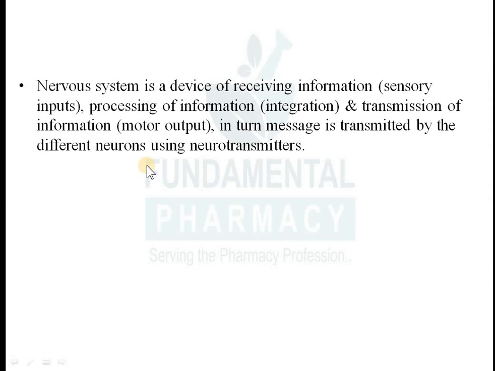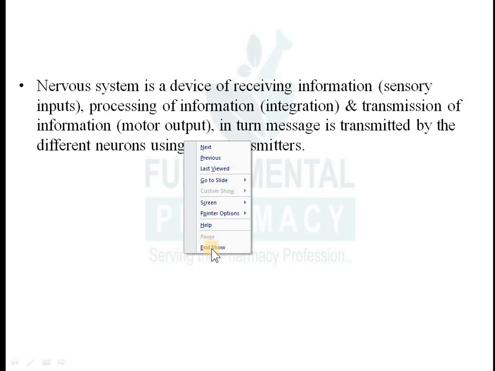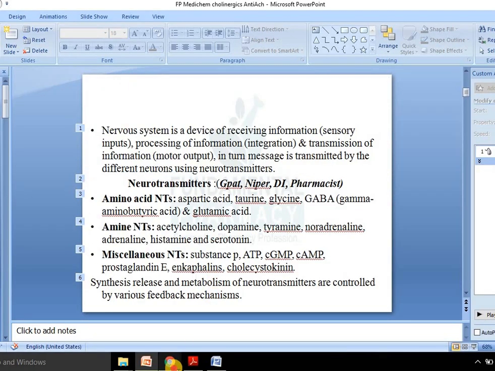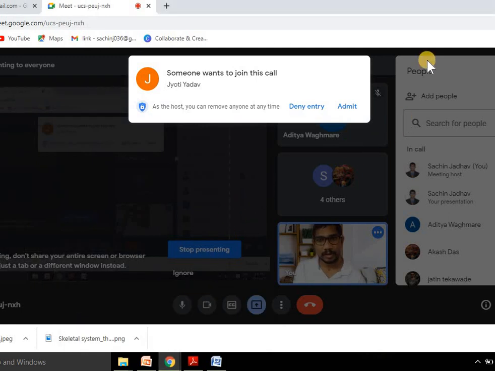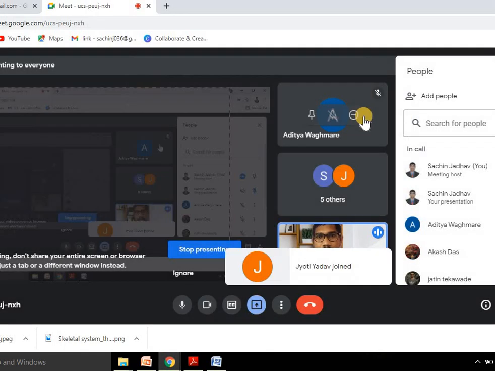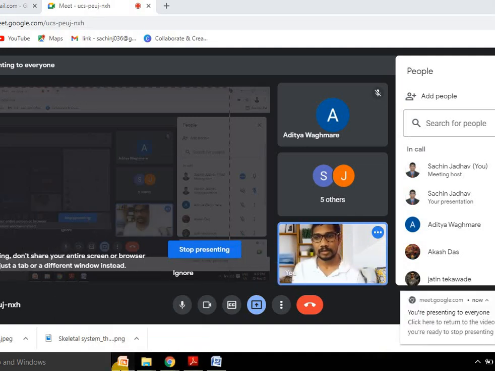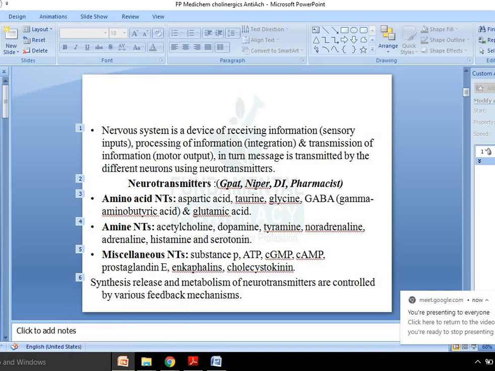The nervous system is nothing but a device for receiving information, that is, a sensory input. Whatever sensory input you are getting, for example touch, pain, temperature sensation, etc., that is the sensory input. You get that sensory input from your peripheral organs, and it is received by your brain. After receiving it, the brain will process it and signal, and depending upon the nature of the signal, it will cause a release of neurotransmitter, and the respective nervous system will be activated.